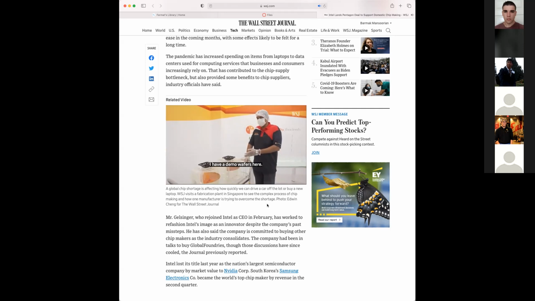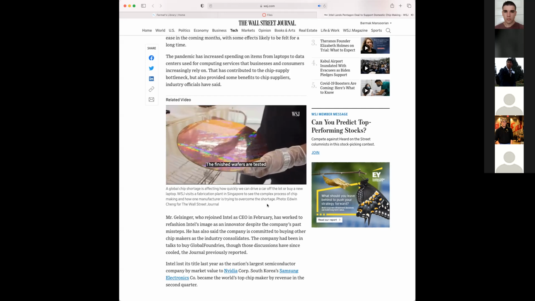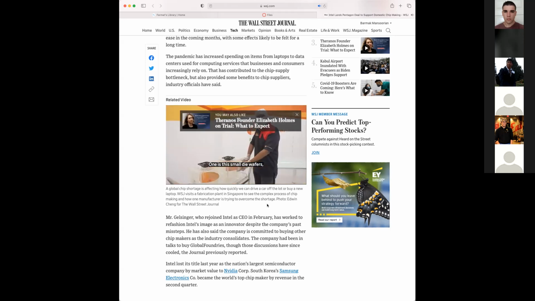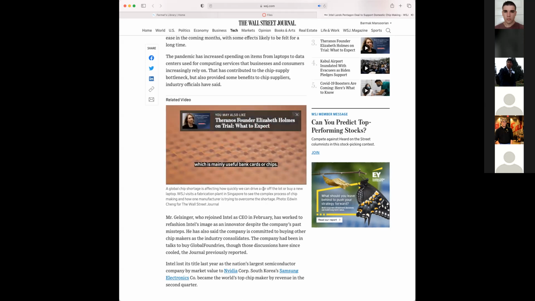I have a demo wafer here. The finished wafers are tested, then finally sliced into individual chips. One is the small die wafers, which is mainly used for bank cards or chips.